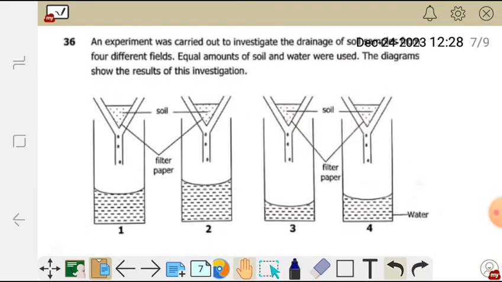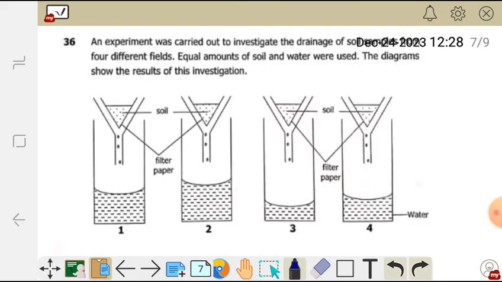Okay, so what happened was that they had these funnels. Then in these funnels, they had put soil in there, different types of soil. Then they poured water on top of these funnels. And they observed that in this first beaker, they collected this amount of water, and here they collected that amount of water. Here it was the least, and there it was at least. Here they also collected water. So they're saying which one is clay.